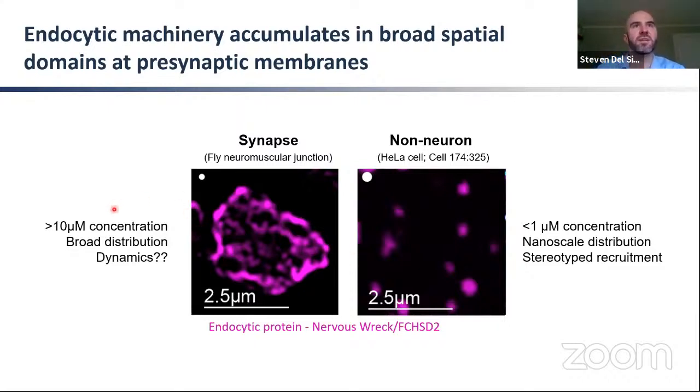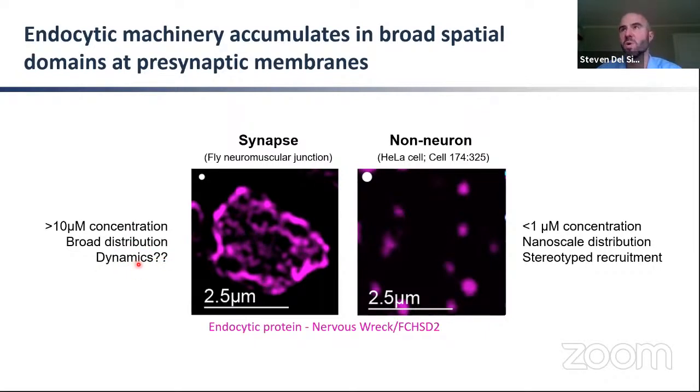So in addition, at synapses, and this is true not simply of the fly neuromuscular junction, but other synapses, and this has been measured both by imaging and by proteomics, endocytic machinery accumulates at very high concentrations at synapses, so over 10 micromolar, almost universally. And then this may contribute to its very broad membrane distribution.